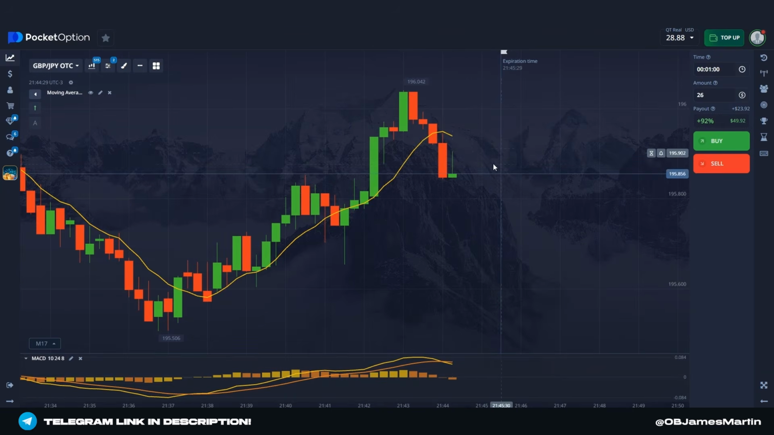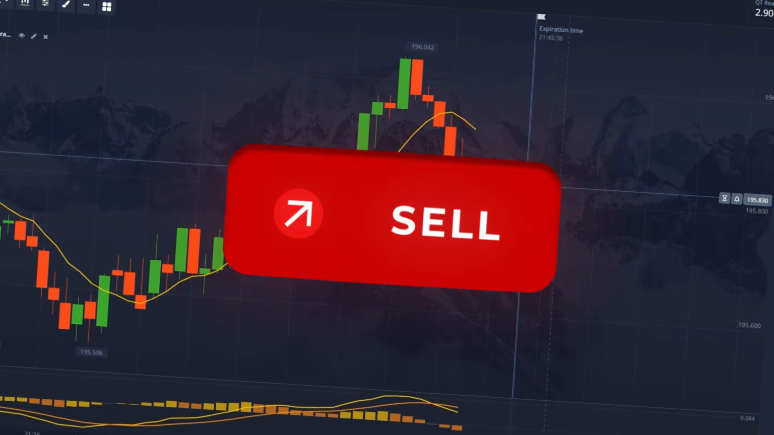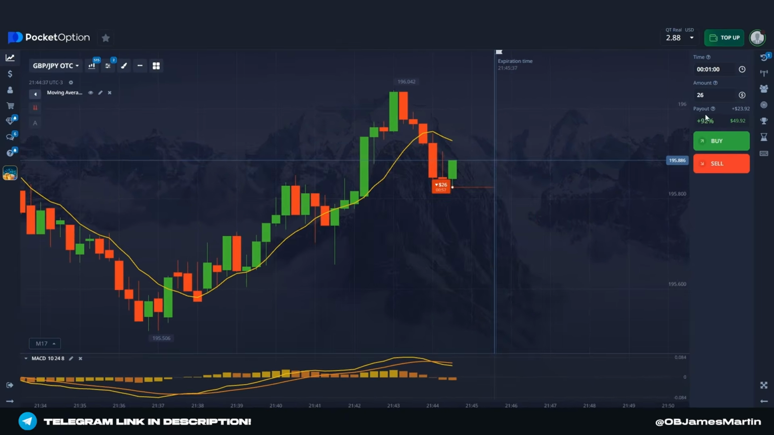Now just look at this. What a strong impulse. Guys, it's incredible. I don't know what will be better for this strategy, so I open my choice to lower the price. Click on the sell button. The time for the trade is 1 minute again. I press the red button right now.